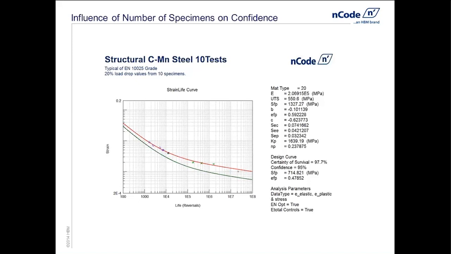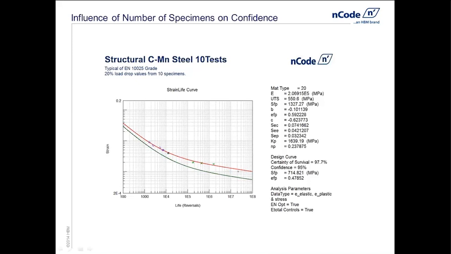But there's a second issue with this as well. The curve that we're going to look to create is a screen curve. We call that the design curve. And that is not only a factor of the amount of scatter in our test data, but it's also how many tests we had. The more tests, the more confidence we have in our data, and the stronger that curve can be. In this particular plot, we're looking at a certainty of survival of 97%, which basically is a 2 standard deviation shift down on the curve. And we're looking at a confidence level of 95%.